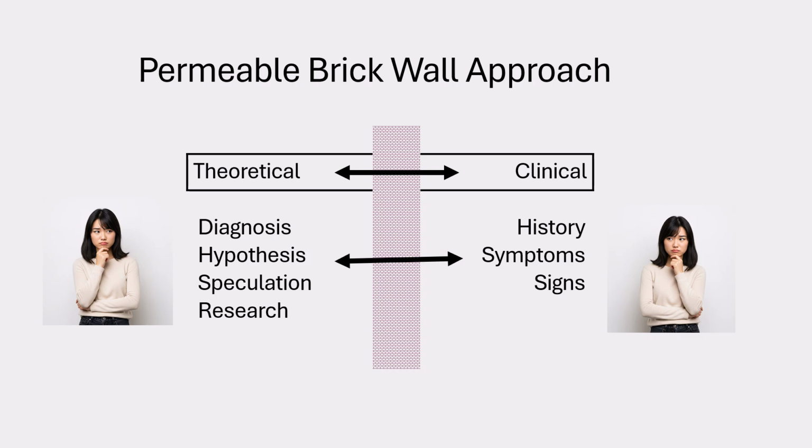Before we start, it is important to remind us of the Maitland permeable brick wall model. This model identifies that there are 2 types of knowledge that a health professional can hold: theoretical knowledge within their minds, and also external information obtained through examination of the patient.